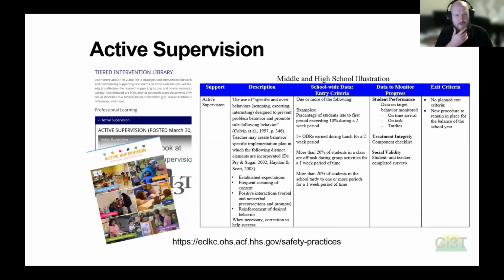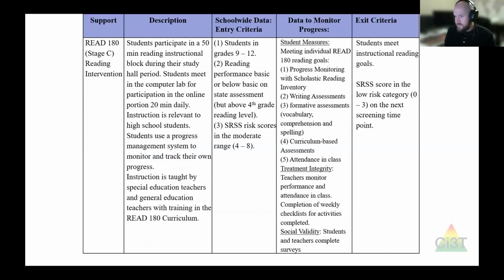Another thing to think about too is some of those low intensity supports like active supervision or behavior specific praise. Those can also be used maybe with greater intensity or with greater individualization at tier 2. If that's something that you feel could be useful in a given situation, that can certainly be brought in to support students with that as well.